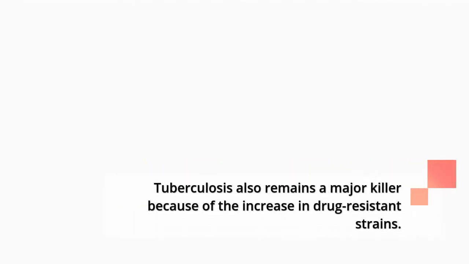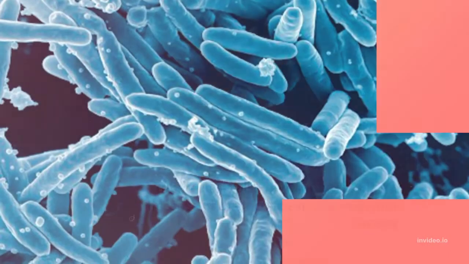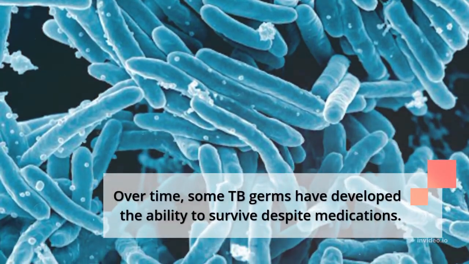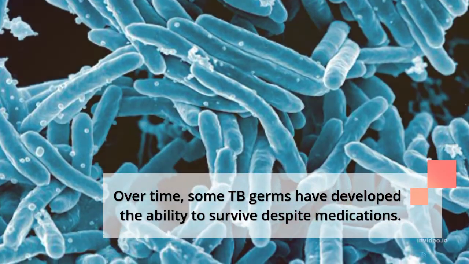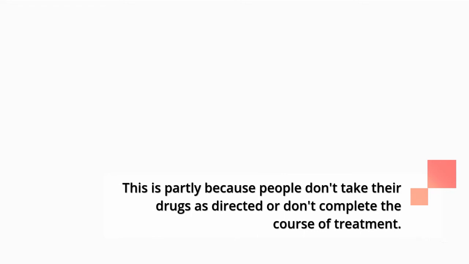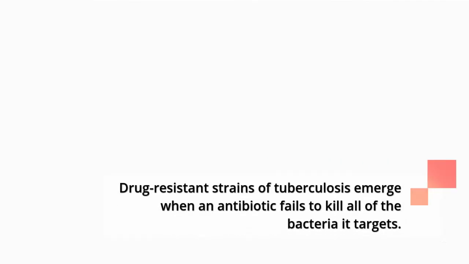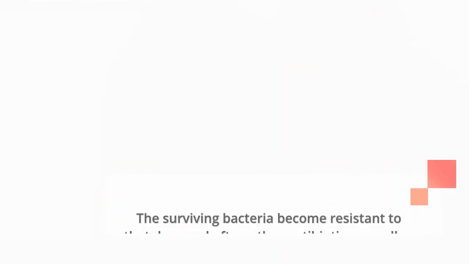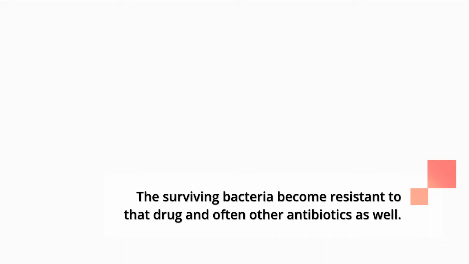Tuberculosis also remains a major killer because of the increase in drug-resistant strains. Over time, some TB germs have developed the ability to survive despite medications. This is partly because people don't take their drugs as directed or don't complete the course of treatment. Drug-resistant strains of tuberculosis emerge when an antibiotic fails to kill all of the bacteria it targets. The surviving bacteria become resistant to that drug and often other antibiotics as well.